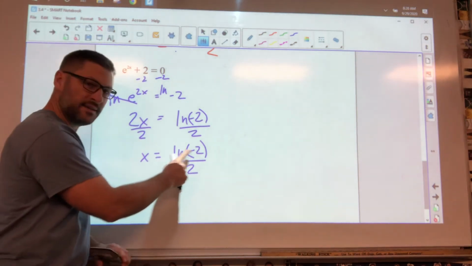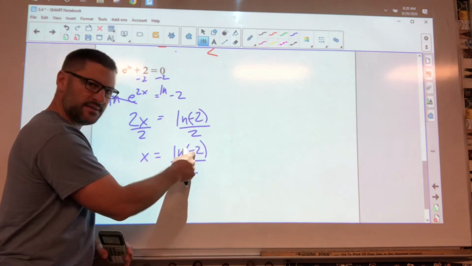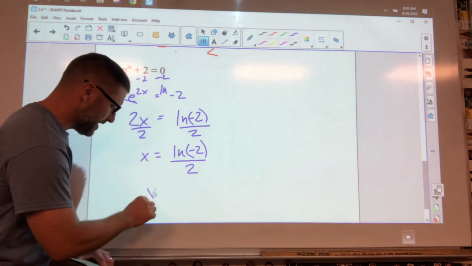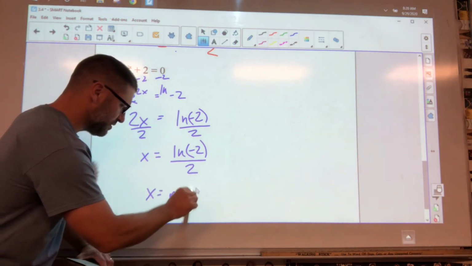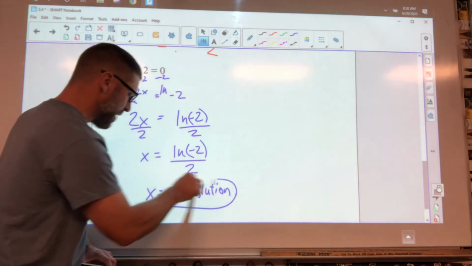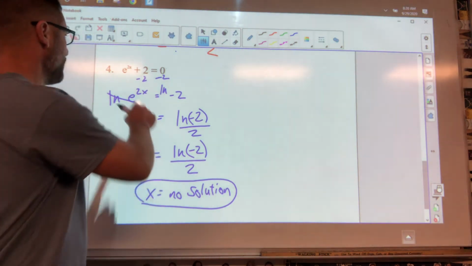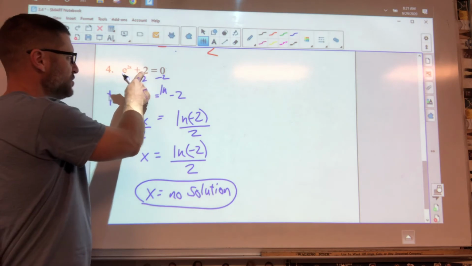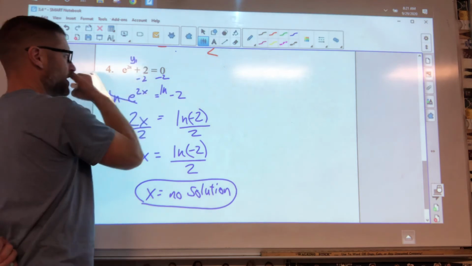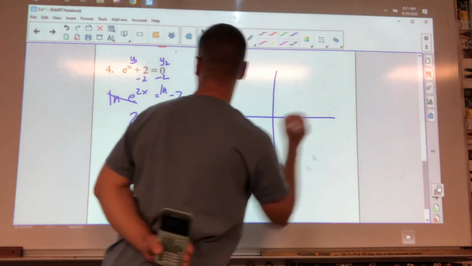Because it turns out that the ln of negative 2, well, I can't have a negative sign in that spot. This is undefined. This is undefined right here, this ln of negative 2. So I'm going to write that x is no solution. And why did I write no solution rather than undefined? Well, what we're trying to figure out is where does e to the 2x plus 2 hit the line y equals 0? Because when I think about this side as being y1 and this side as being y2, I'm going to perform a graphical check.